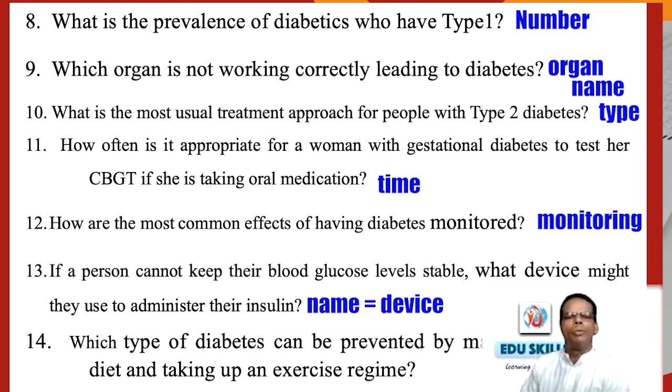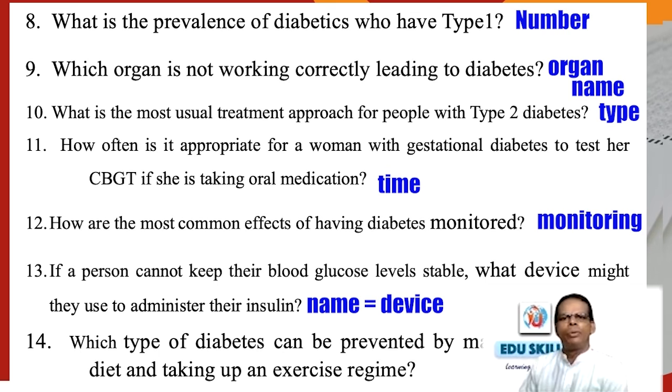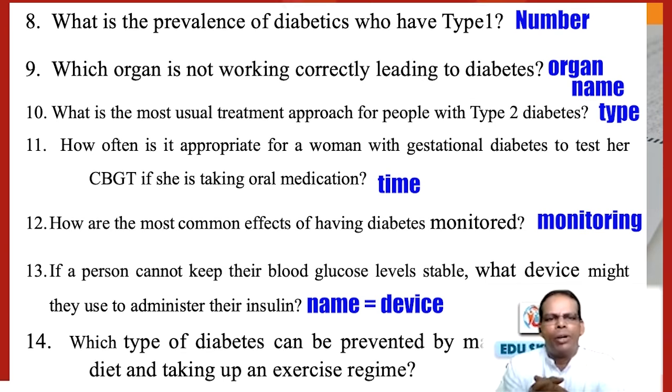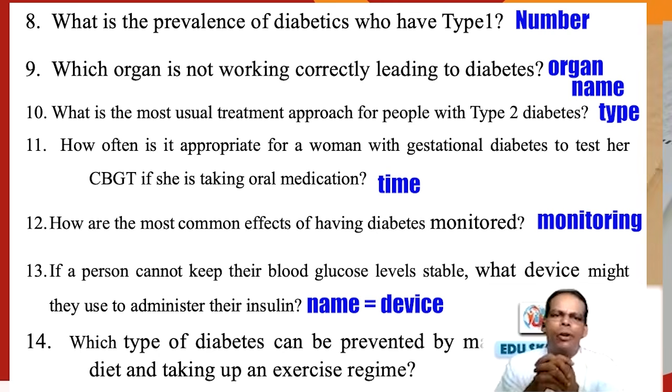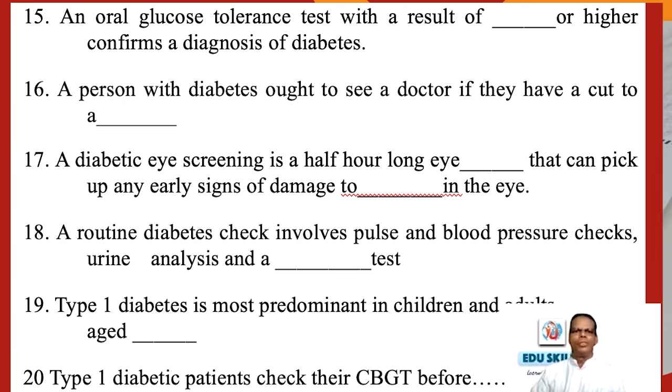Next one. Which type of diabetes can be prevented by making changes to diet and taking up an exercise regime? Type of diabetes, diet and exercise. Which type out of 3: type 1, type 2, gestational? You just have to search for the one where you have the words diet and exercise.